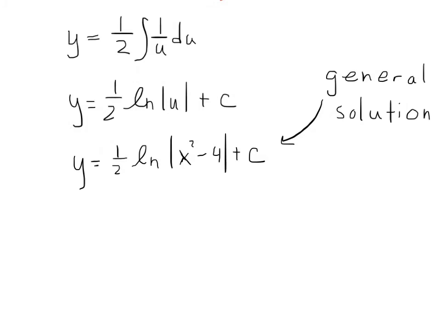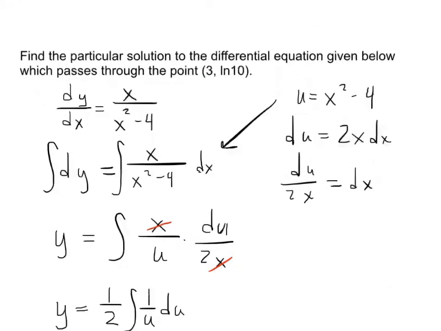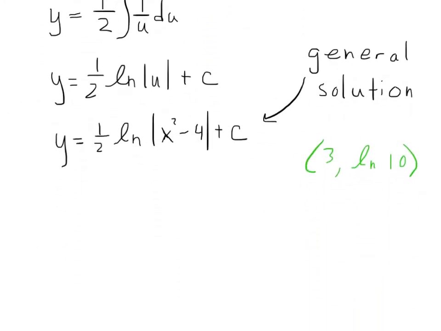If we want to find the particular solution, which we do, we have to go on to step 3. And step 3 basically means that we're plugging in our value. So the value we were given in the problem was the point that was given to us, the point 3, ln 10. 3 natural log 10.